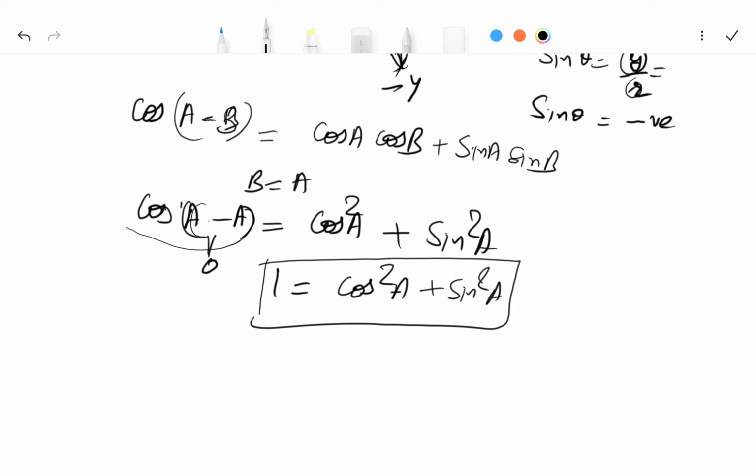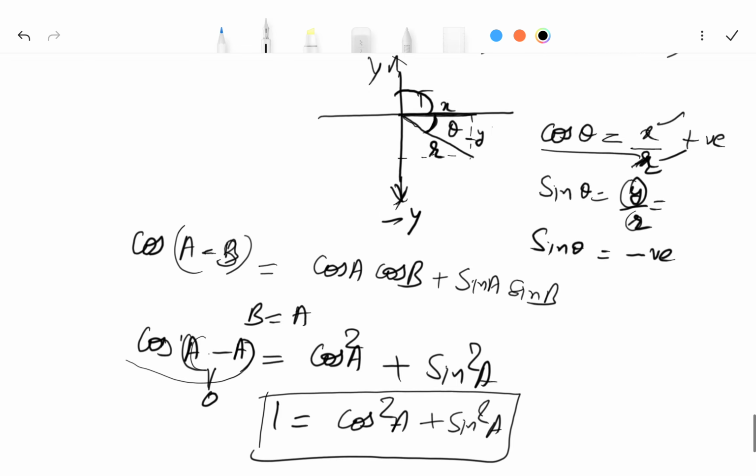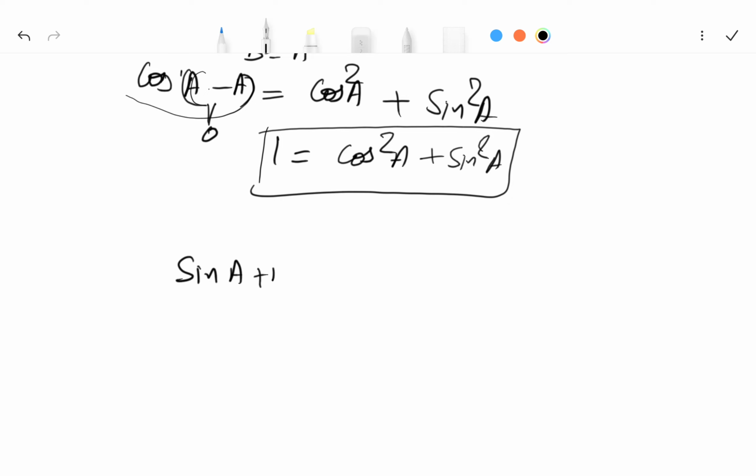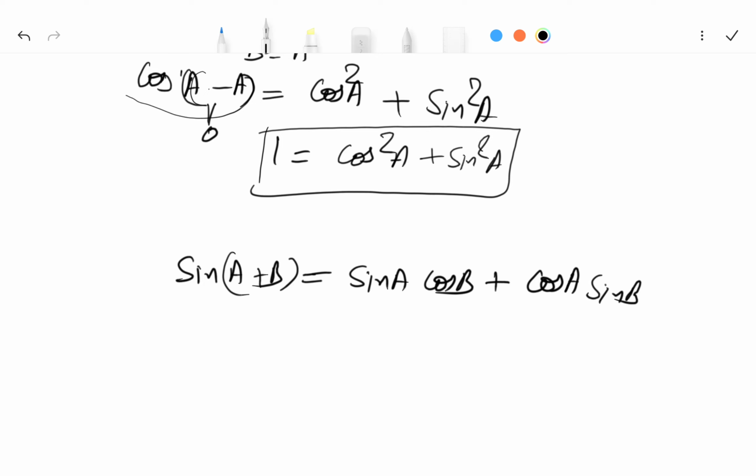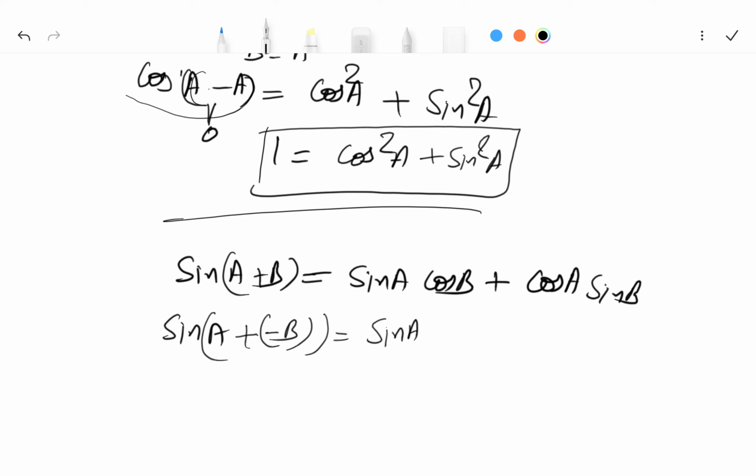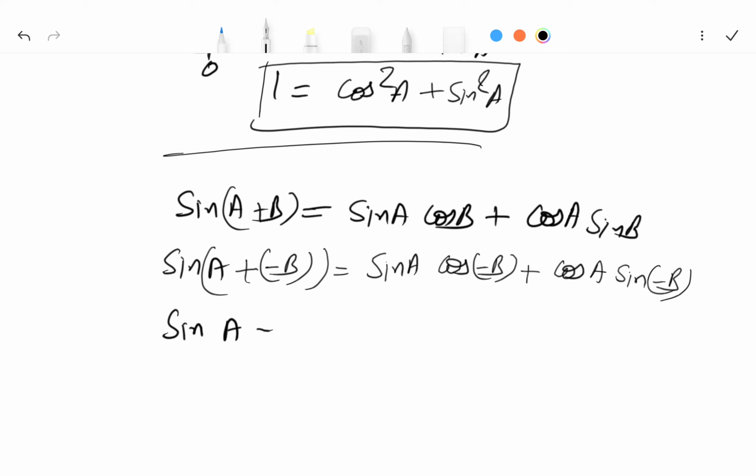And now I have to derive sin A minus B. Sin A plus B is equal to sin A cos B plus cos A sin B. I am again using the same thing: sin A plus minus B, sin A cos minus B plus cos A sin minus B. So sin A minus B is equal to sin A cos B minus cos A sin B, since sin minus B means minus sin B.